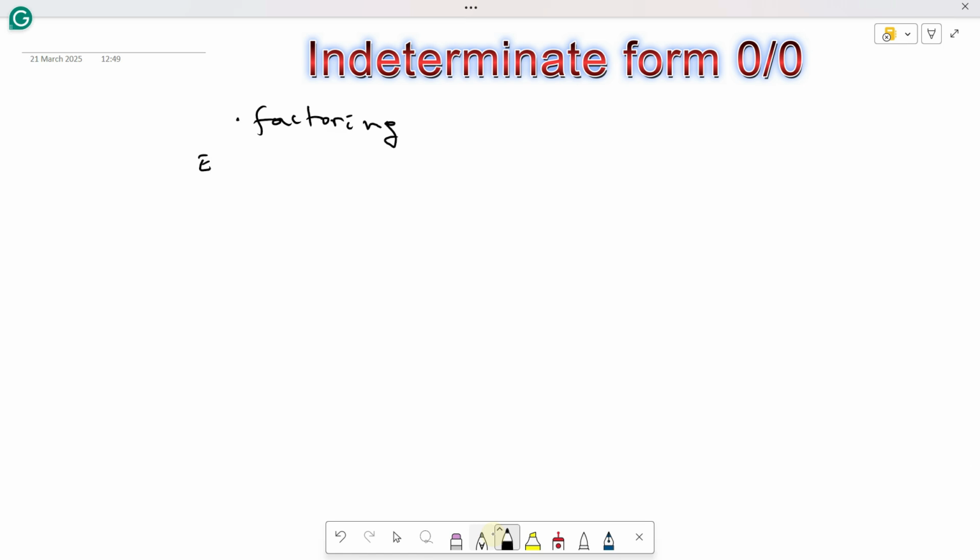Let's take an example of this function. The limit when x tends to 5 of this function, x squared minus 7x plus 10, over x minus 5. I'm sorry, it's plus 10, not plus 10x, then over x minus 5.